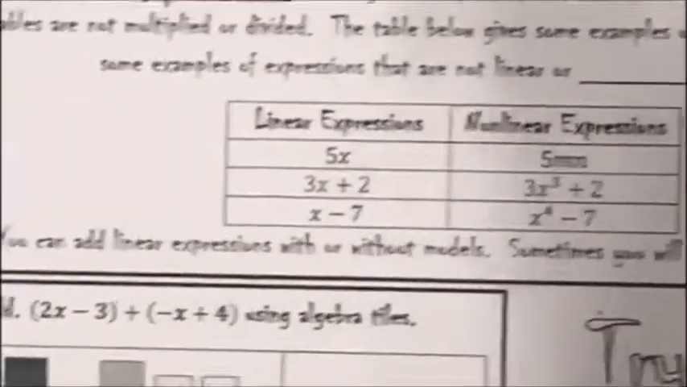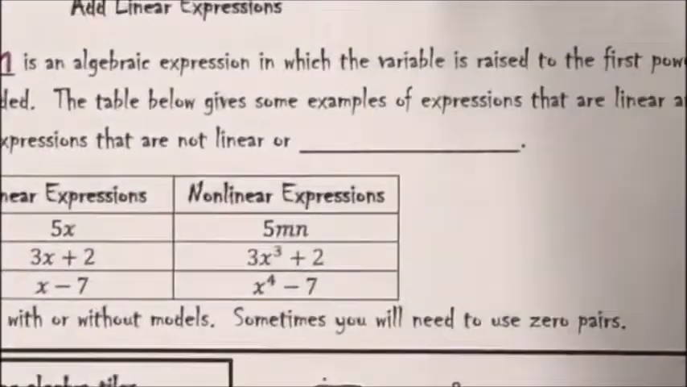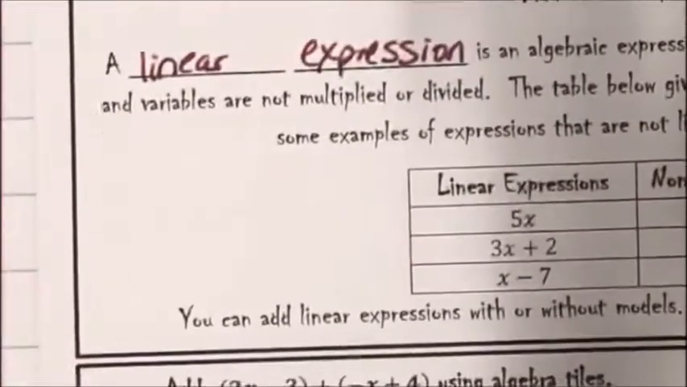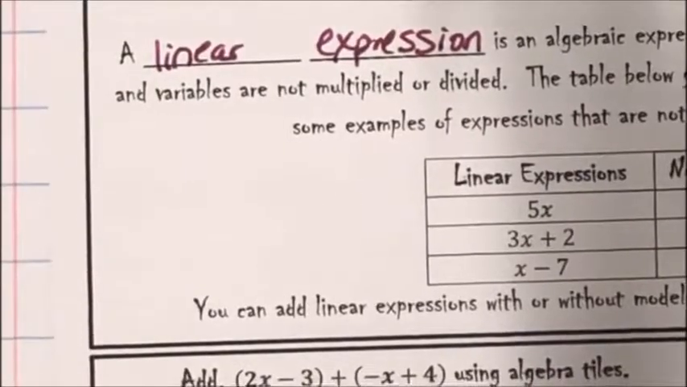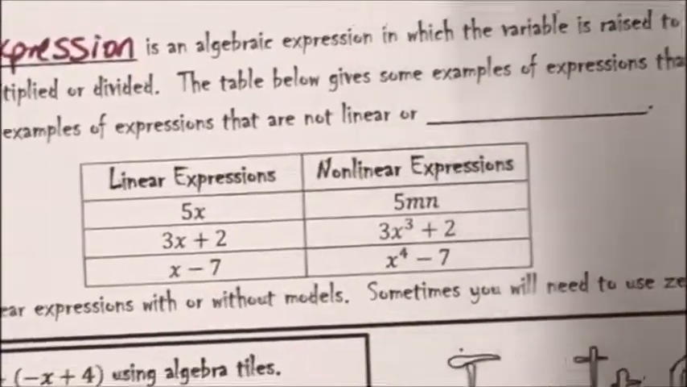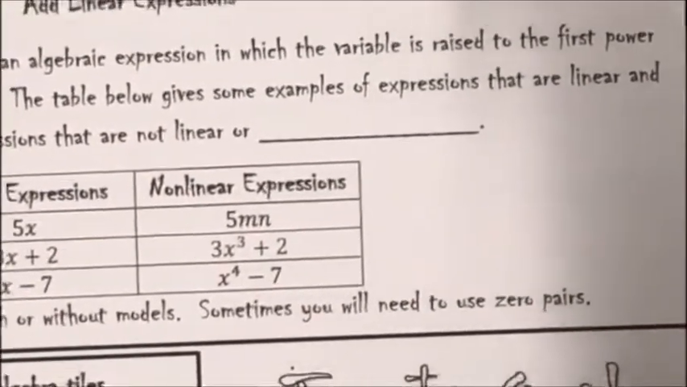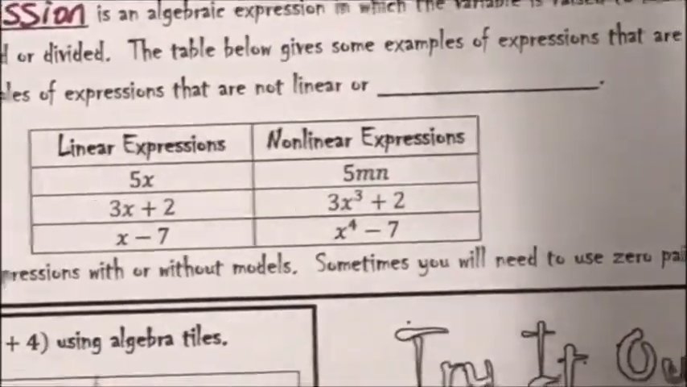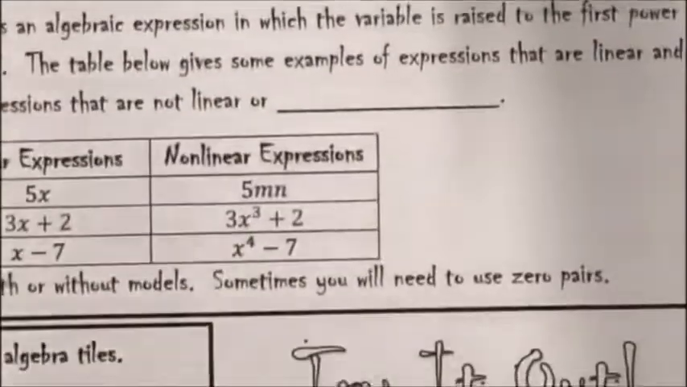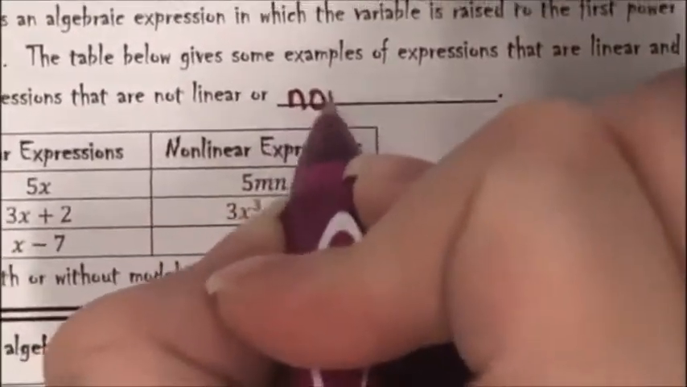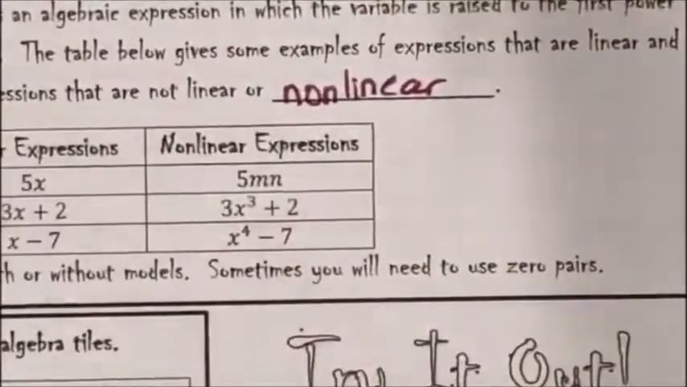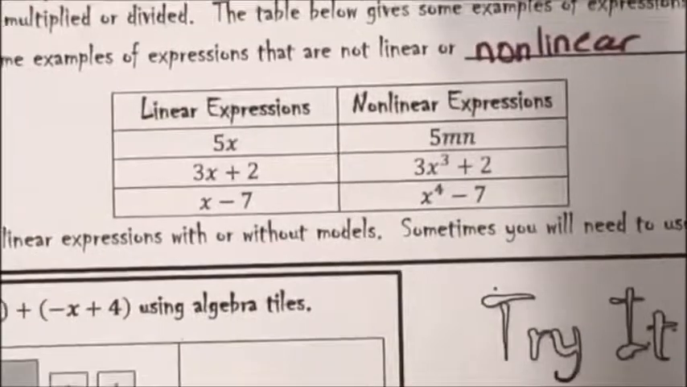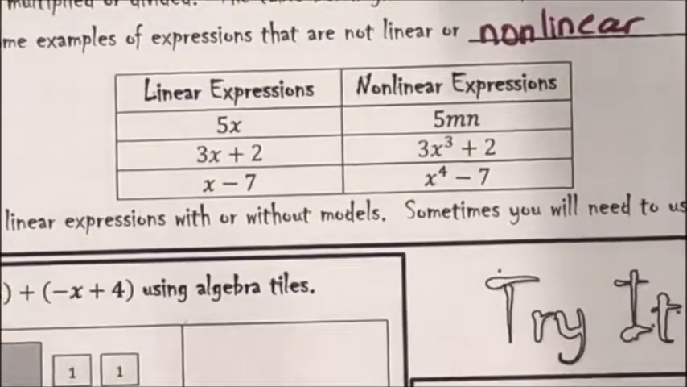So a linear expression is an algebraic expression in which the variable is raised to the first power and variables are not multiplied or divided. The table below gives some examples of expressions that are linear and some examples of expressions that are not linear, or blank. In that blank, you're going to write non-linear. So let's look at some examples of linear versus non-linear expressions.